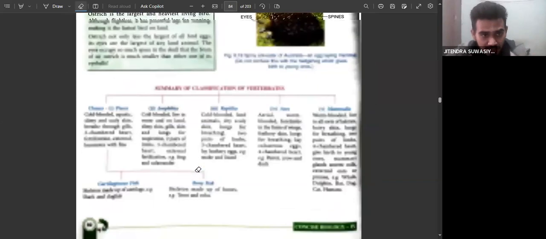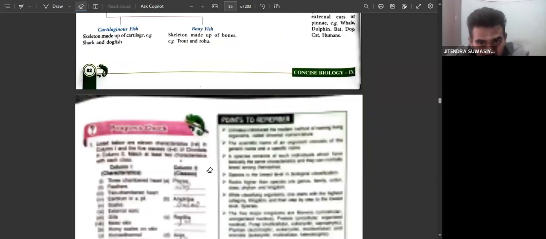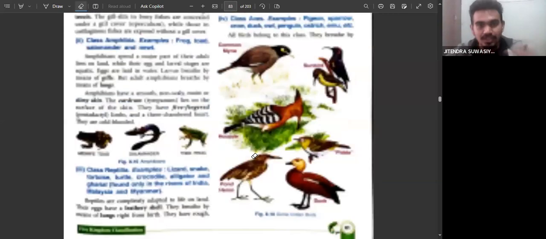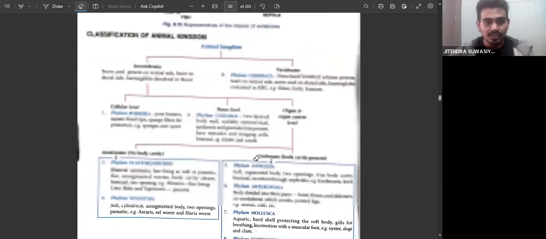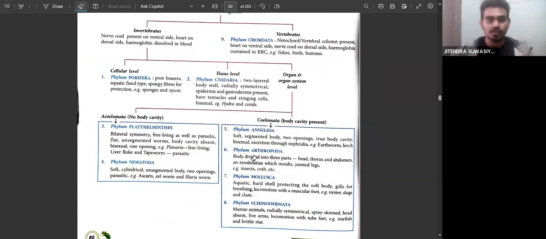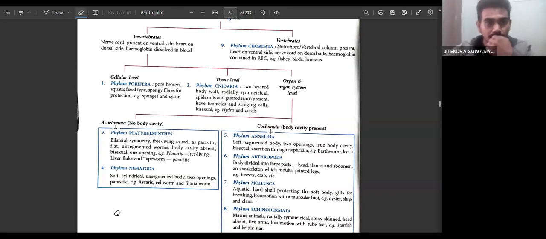I think for Porifera they have not given the figures. Okay, we'll discuss the figures. Porifera is pore bearers. I will just show you one picture of Porifera. See, this one is Porifera.